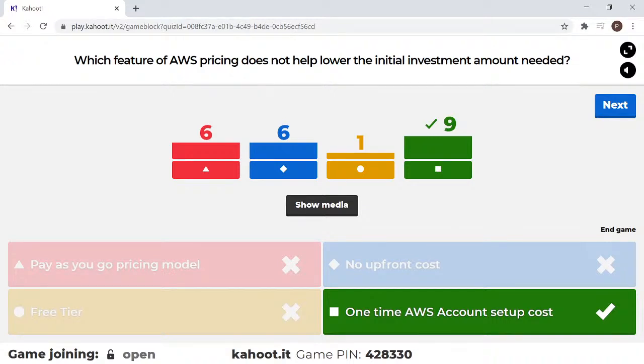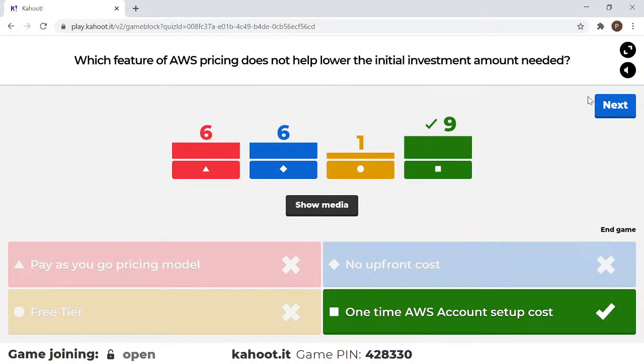And yes, again, maximum people were able to get the right answer. One-time AWS account setup cost. There is specifically no account setup cost. It is free, and you start with a free tier. You need to provide your credit card, but unless you use any of the resources which are beyond free tier, there will be no setup cost. And yes, pay-as-you-go pricing model definitely allows you to lower initial investment. You don't need to put a lot of capital expense upfront.